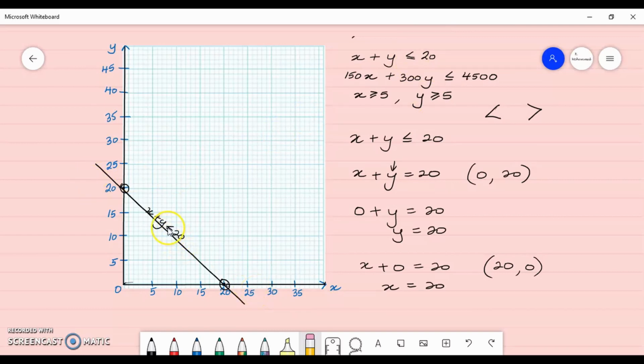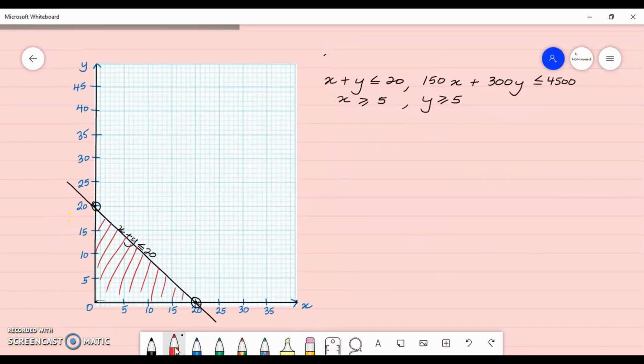Now, it's less than or equal to. So to represent less than or equal to on my graph, I have to shade everything under that line. It's less than or equal to 20. Okay, so I have finished plotting my first inequality. Let's move on to the second one.